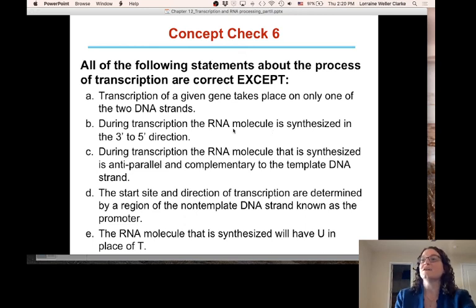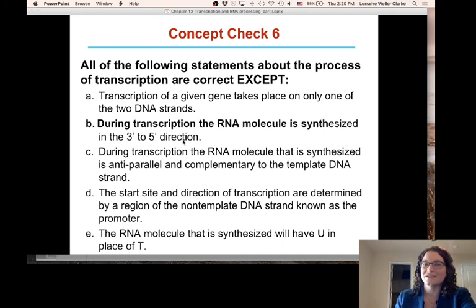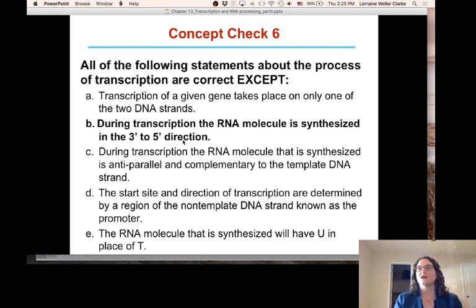Okay. It's not B. The RNA molecule is synthesized 5 to 3, same as the DNA molecule. It goes from the 5 towards the 3. That's the way it happens every time, okay? It's not D, because the start site and direction of transcription are determined by a region of the template DNA strand. That's a promoter. On the bottom is where the RNA polymerase will connect. Again, all the rest of them are correct. B is incorrect, because RNA is synthesized in the same direction as DNA, 5 to 3. You add on to the 3 end, that free hydroxyl OH.